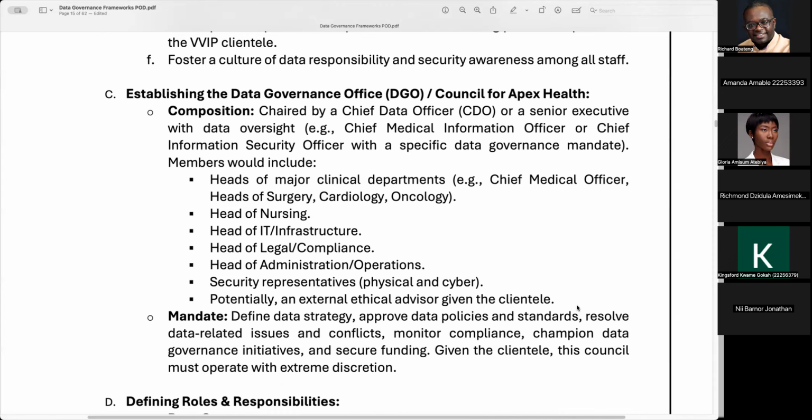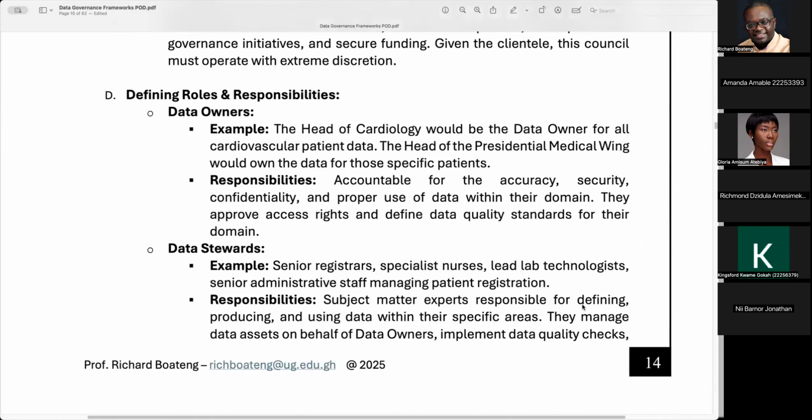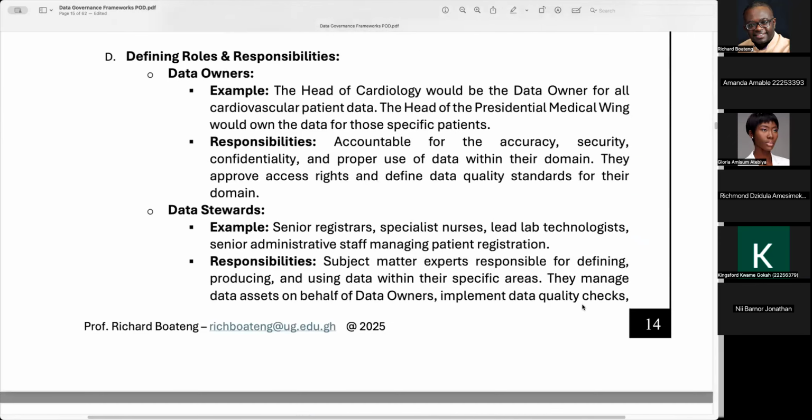Defining the roles owner, steward, custodian becomes even more critical here, doesn't it? No room for ambiguity. None whatsoever. DMBOK's focus on clear roles would mean explicitly defining data owners. For example, the head of a clinical department is accountable for the data generated within their service. But for VVIP data, you might need a specifically designated data owner, like the head of the presidential medical wing, who is personally accountable for the integrity and confidentiality of that specific patient cohort's records.